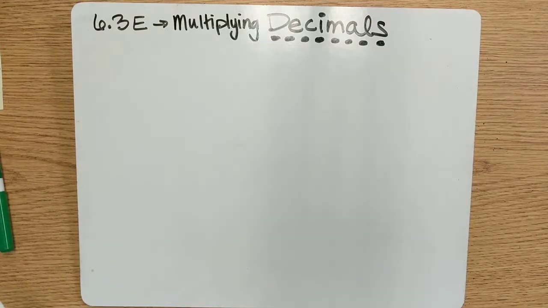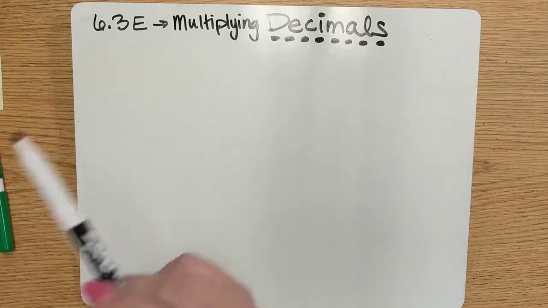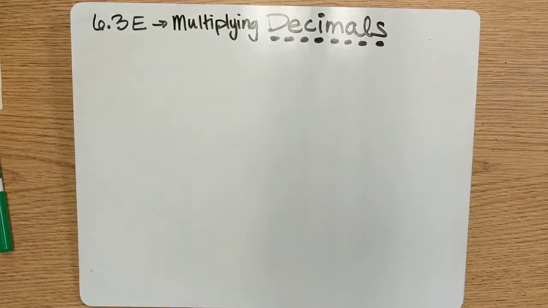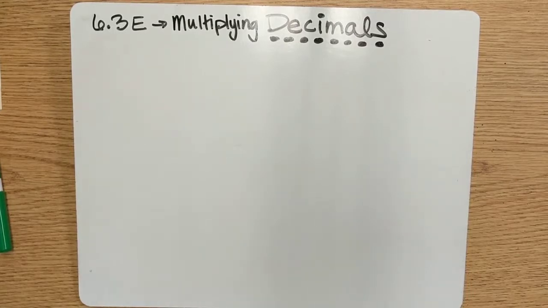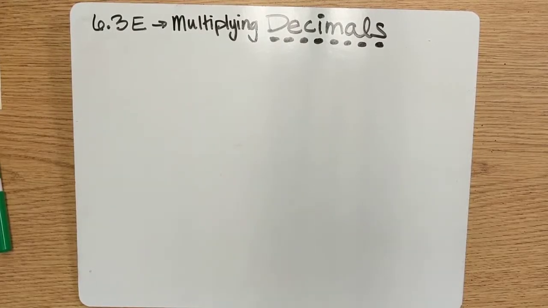In our last video we talked about multiplying and dividing fractions, which was part of 6.3e, and today we're going to be talking about decimals. Today we're really just going to focus on multiplying.